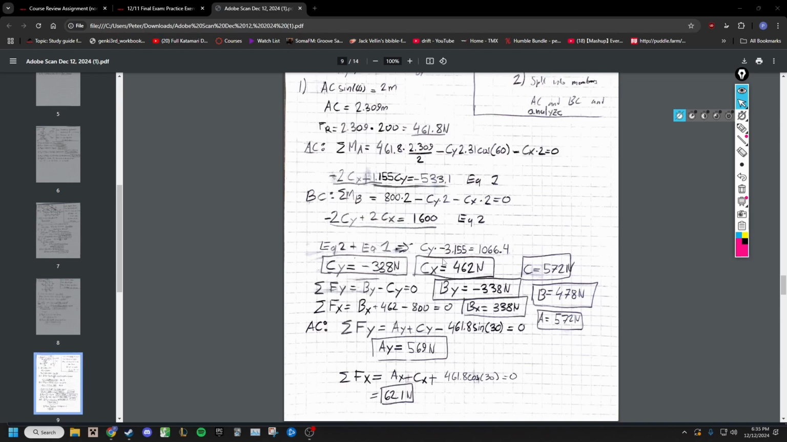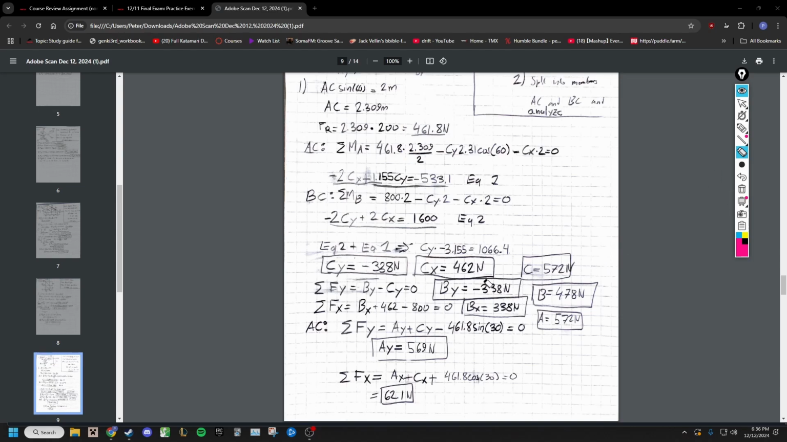C of X, we know, we have these equations here. We see that C of X is equal to 462 newtons, and the total reaction, I didn't write it down here, but you would just find it by doing C of Y squared plus C of X squared, and taking the square root. It's just the same thing as always. And we find C to be 572 newtons.